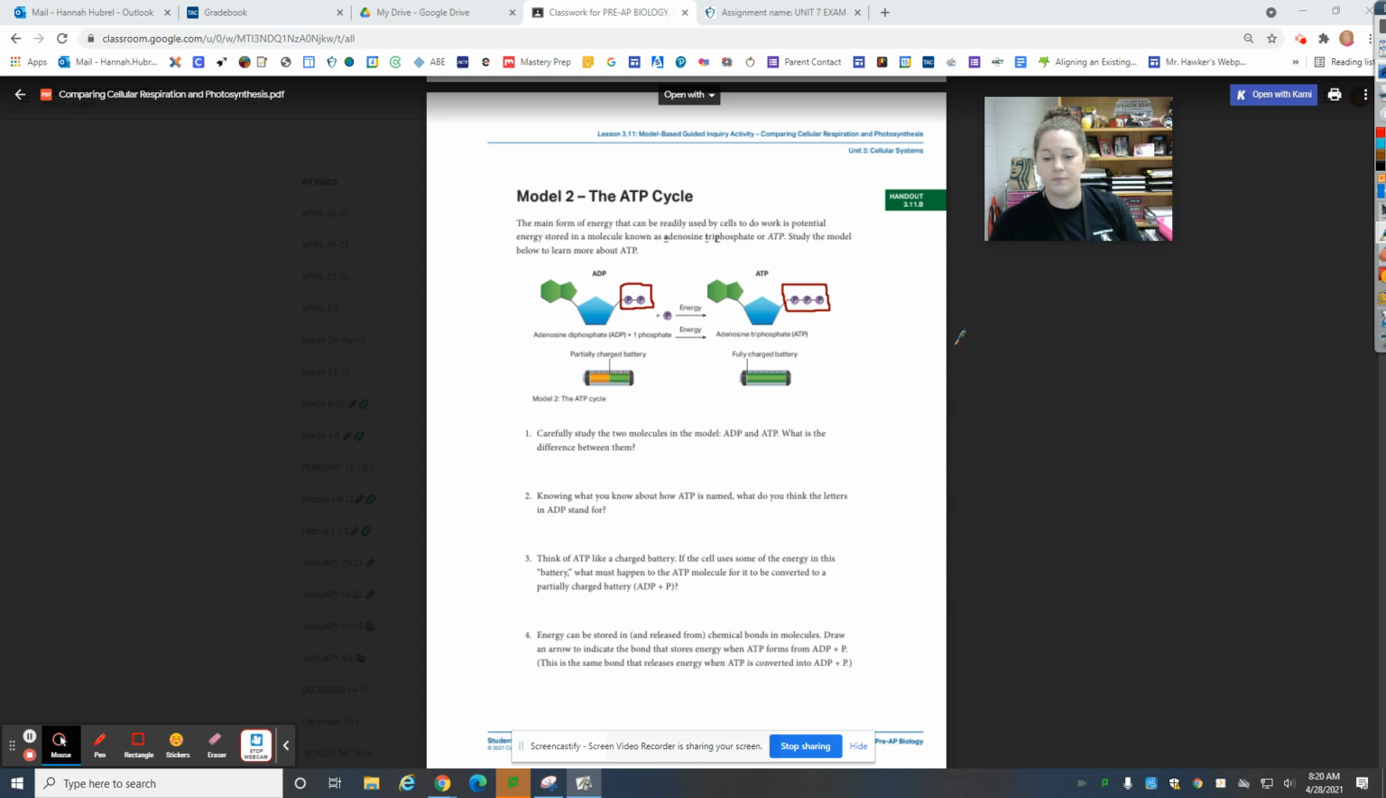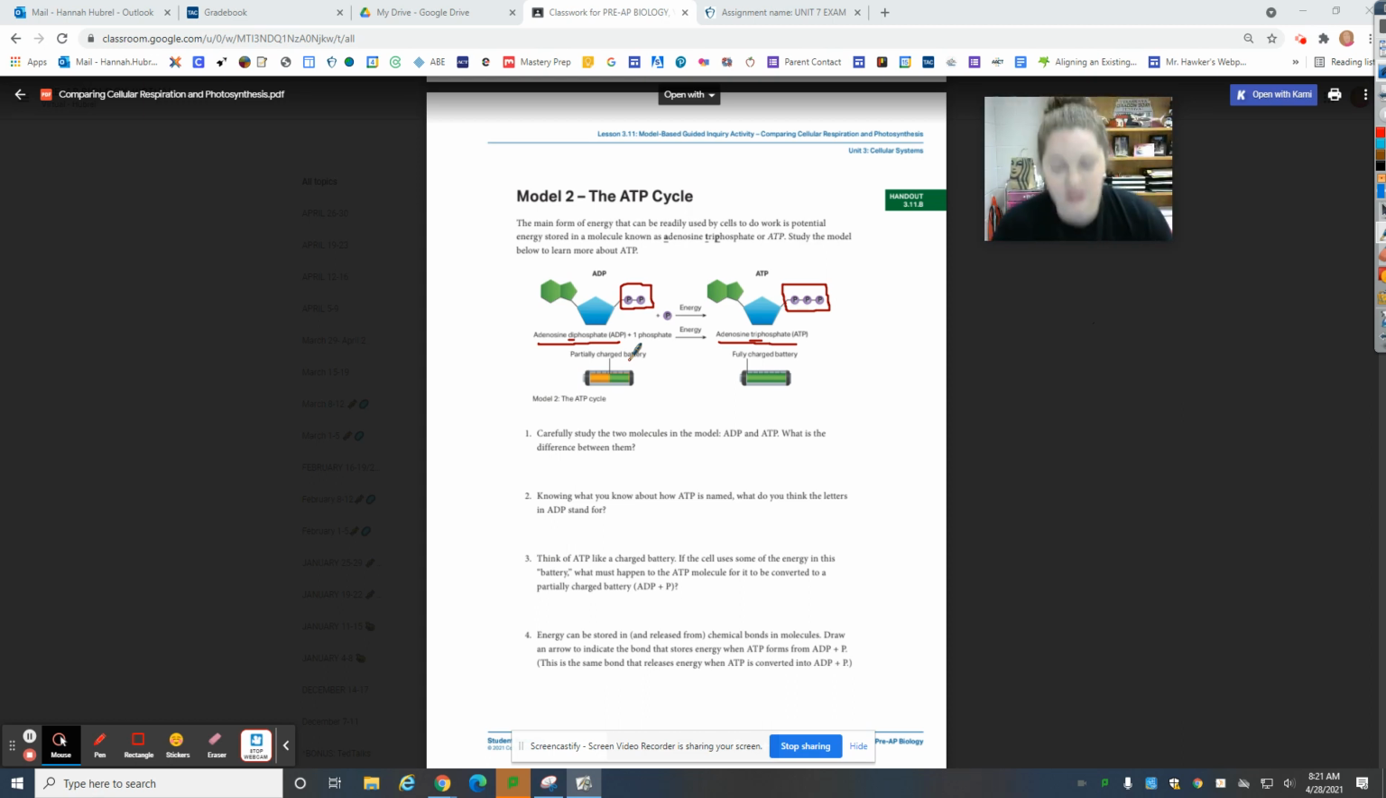Okay? So knowing what you know about how ATP is named, what do you think the letters in ADP stand for? The letters in ADP stand for adenosine diphosphate. ATP is adenosine triphosphate. So di means 2, tri means 3, and that's how they named them.